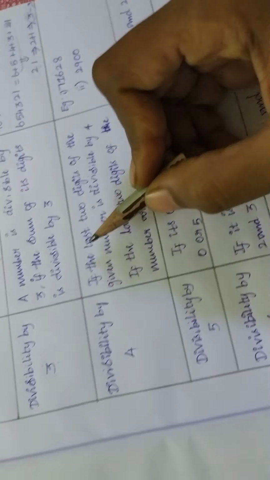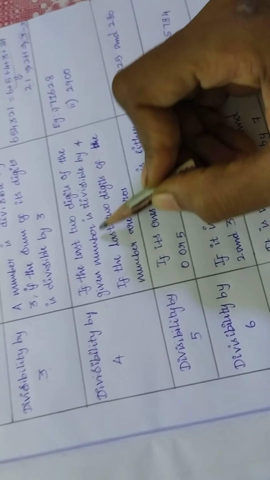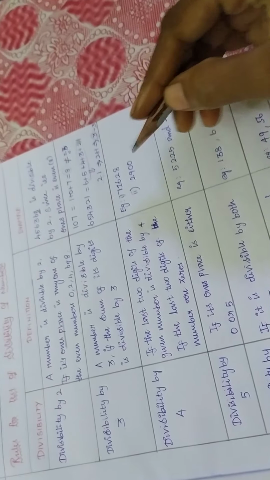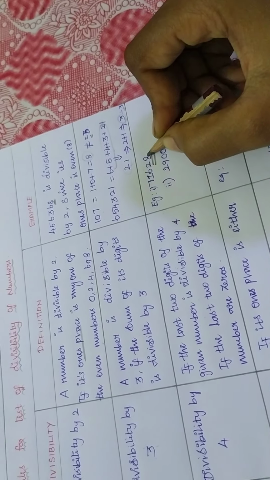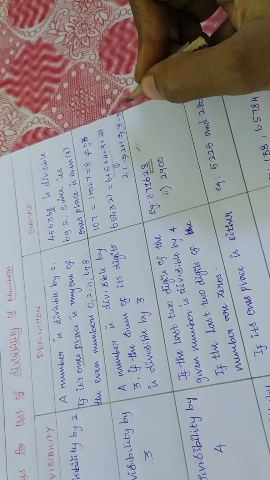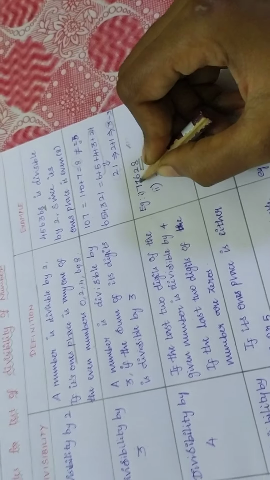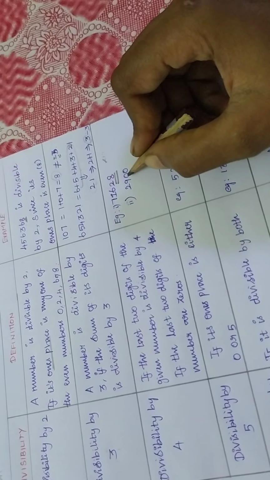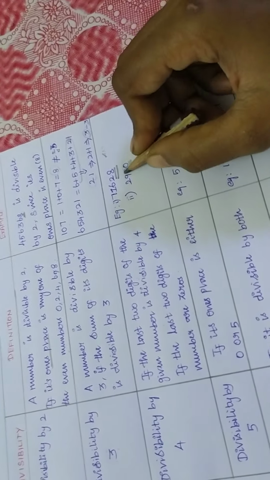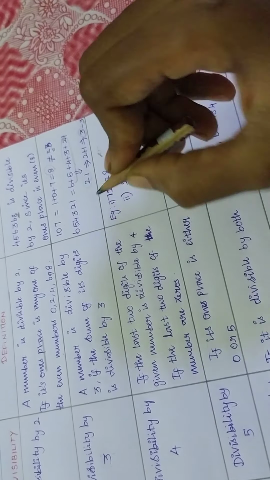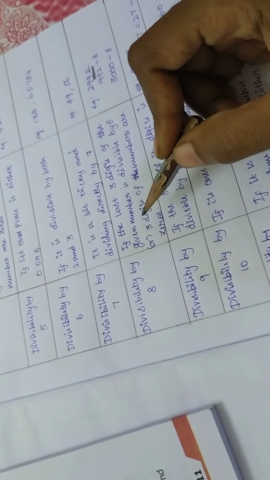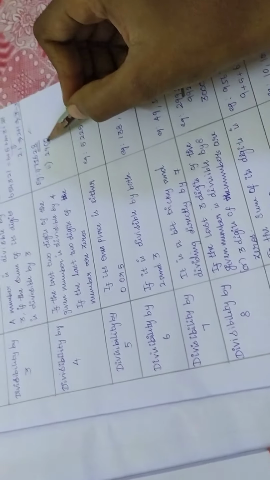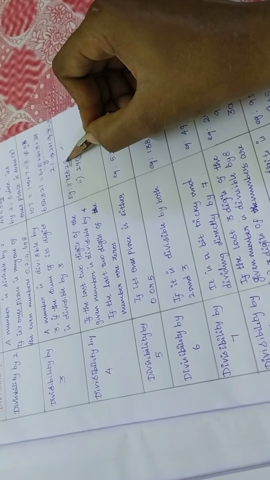Divisible by 4: if the last 2 digits of the given number are divisible by 4. The last 2 digits are enough to find out whether it is divisible. For example, 28 is 4 times 7, so obviously it comes in the 4 table, so it is divisible by 4. Also, if the last 2 digits are 0 0, that is also divisible by 4. Then 4 and 8 are a similar pair.